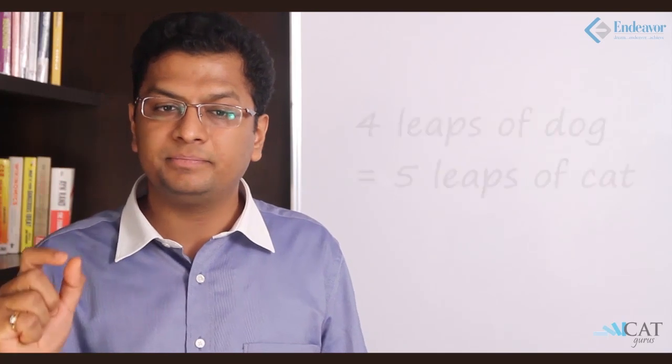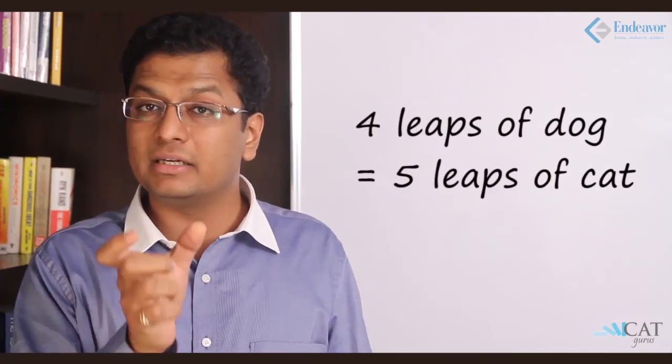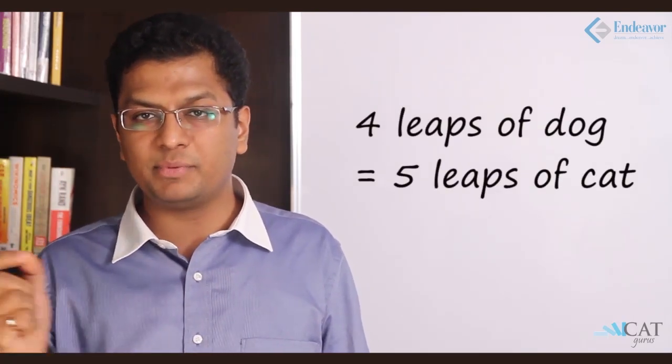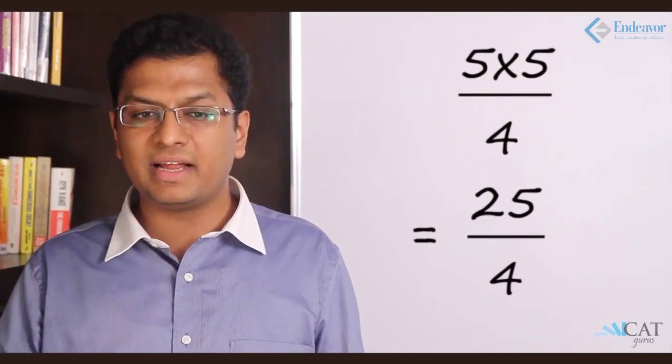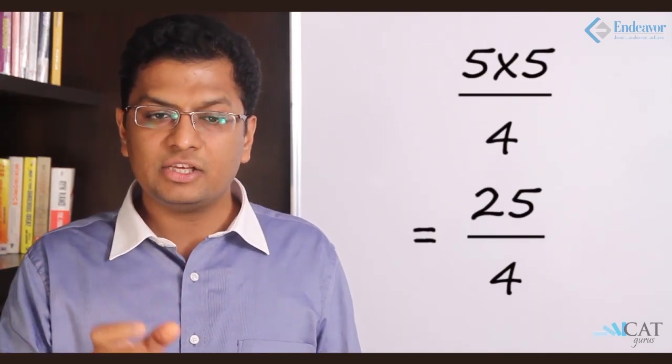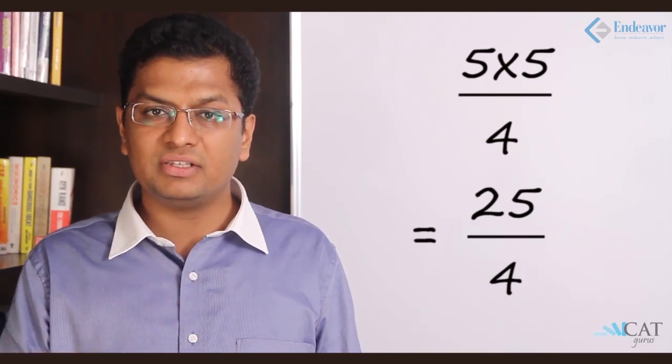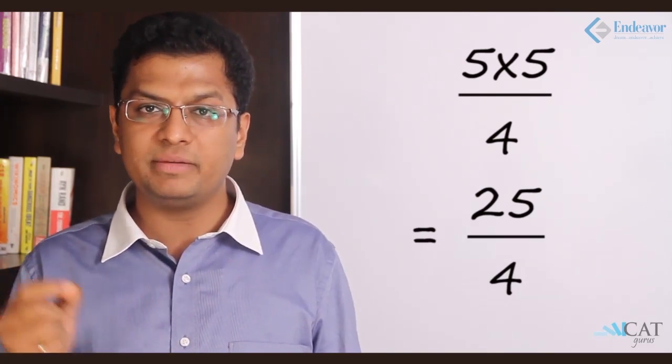Let's take cat. So 4 leaps of a dog, which is in terms of distance, is equal to 5 leaps of cat. So how much is 1 leap of dog? 1 leap of dog will be 5 upon 4 leaps of cat. If 1 leap of dog is 5 upon 4 leaps of cat, what will be 5 leaps of dog? So that will be 5 into 5 upon 4, which is nothing but 25 upon 4 leaps of cat. Now this is what the dog covers in 5 leaps. So 25 upon 4 leaps of cat.